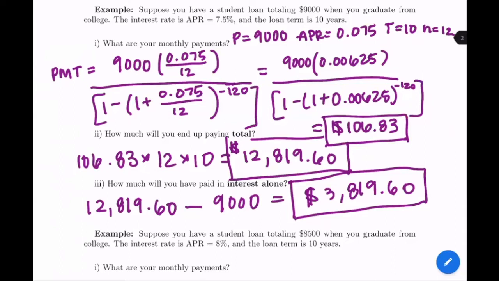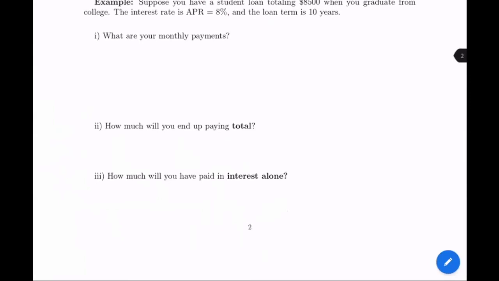Okay. So monthly we paid $106.83. In total we paid $12,819.60. And in interest alone we paid $3,819.60. All right. So the next problem is the same strategy. So if you would like to go ahead and pause the video and try this next example on your own, I encourage you to do so. Or you can stick with me. I'm going to go ahead and go through how to solve this one as well.